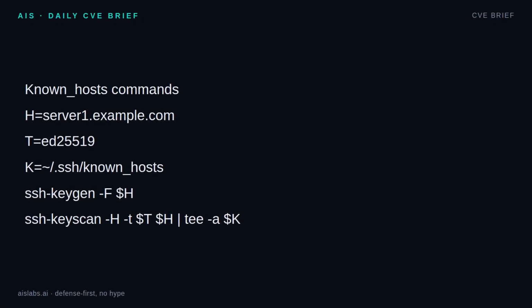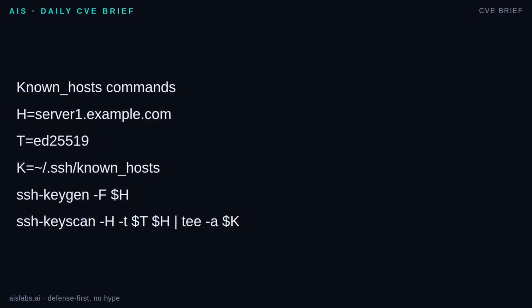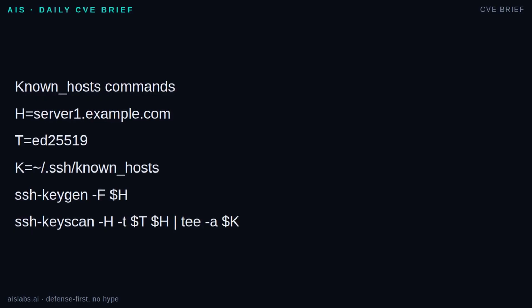Here are the basic tools. H is the host you're investigating. T selects the key type. ed25519 is the common modern host key type on current OpenSSH systems. K names your user known_hosts file. ssh-keygen -F searches known_hosts for that host, including hashed entries, and prints what OpenSSH knows. ssh-keyscan asks the network service for its public host key, and with -H, writes hashed host names. The redirect appends the result to the file.